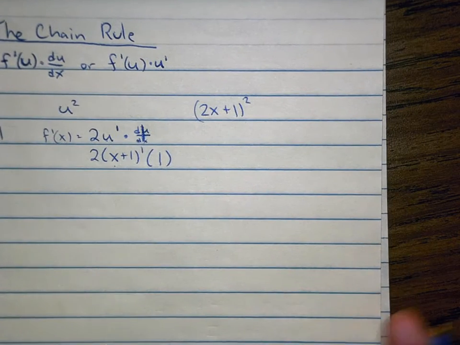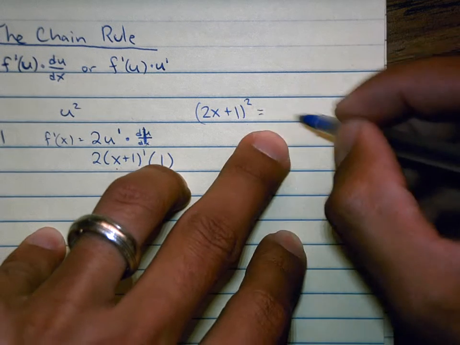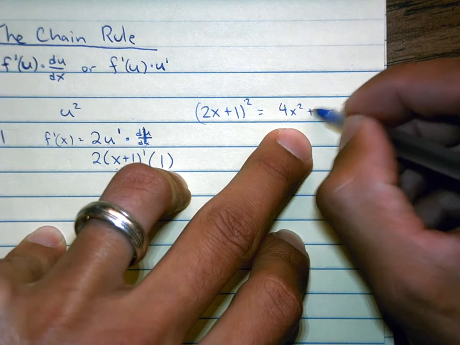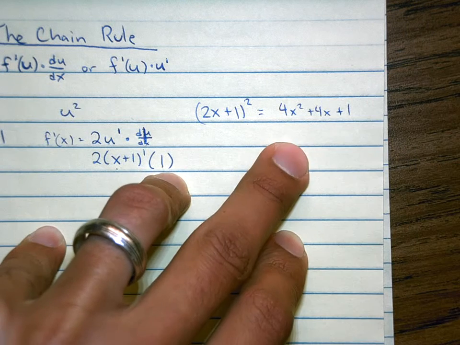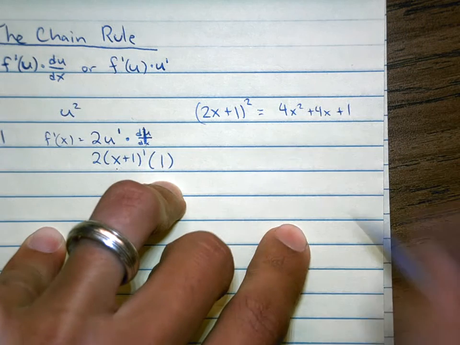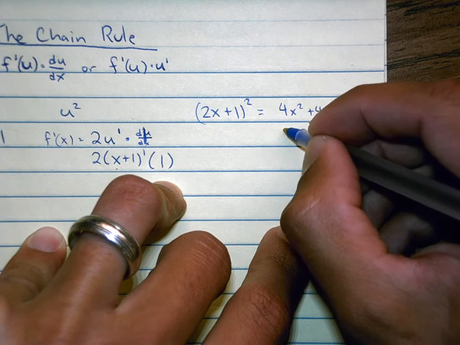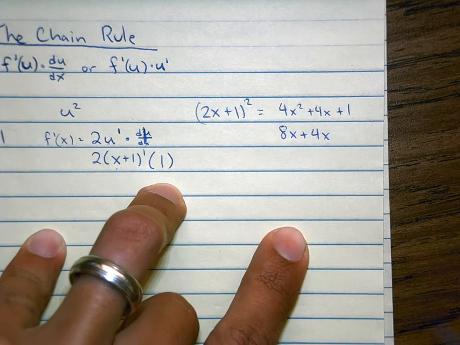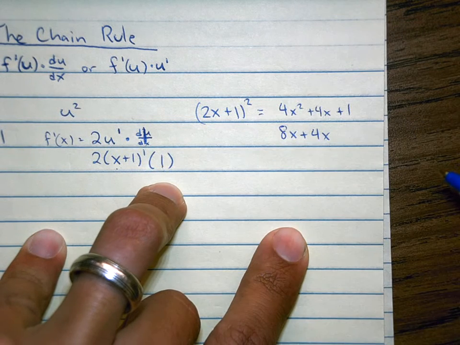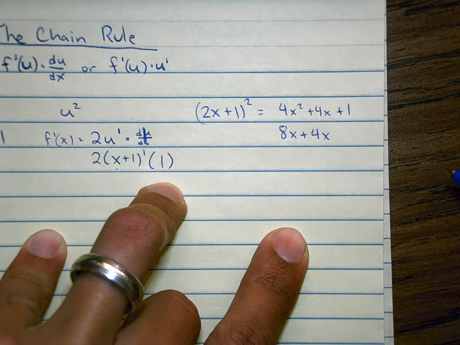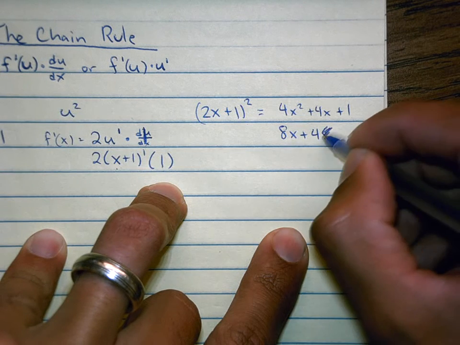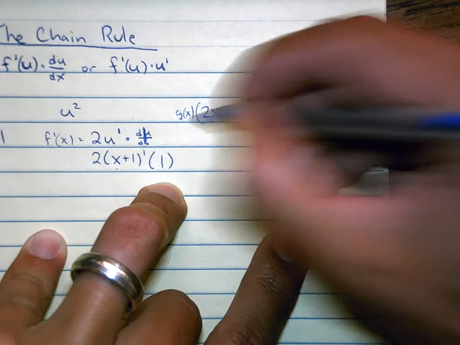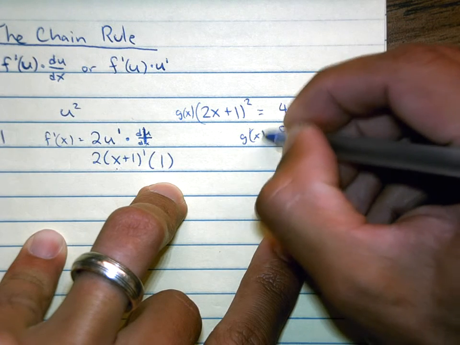If I had (2x plus 1) squared, you guys know that that would expand out to be 4x squared plus 4x plus 1. Agreed? And the derivative of it would be 8x plus 4. Thank you very much. Let's call this g of x, and we'll call this g prime of x.